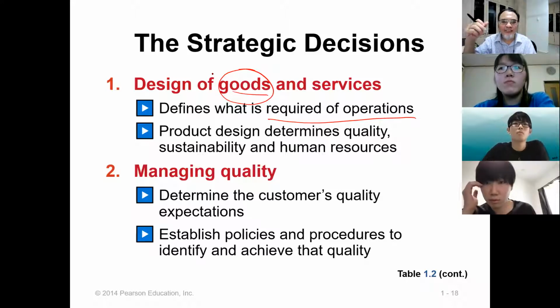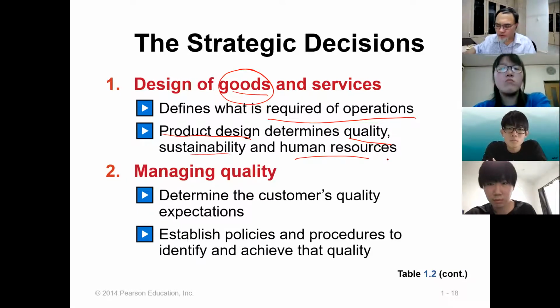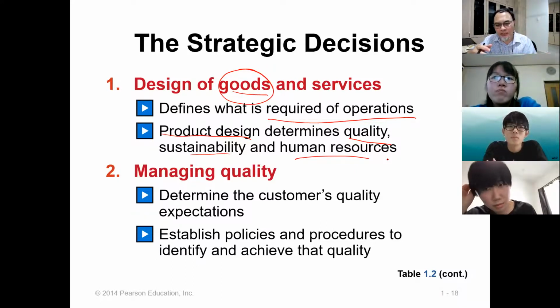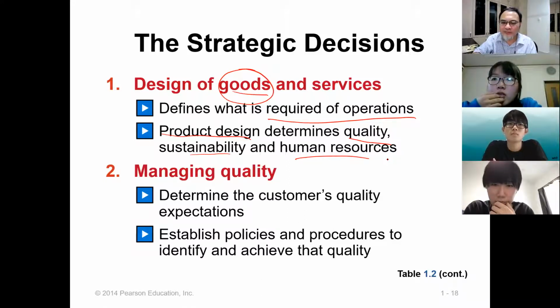So define what is required for operations, and at the same time, product design will determine quality, sustainability, and human resources requirements. Because the design must be something that can be made, as well as meet the quality requirements. That means it doesn't fail when it is used, or doesn't stop working after you have completed building it and gone to the customer. If the customer cannot use the product, then there is a quality issue. So you build quality in design. Quality must be considered when you design products. Design products require a lot of other things. It's not just, I have a great idea.